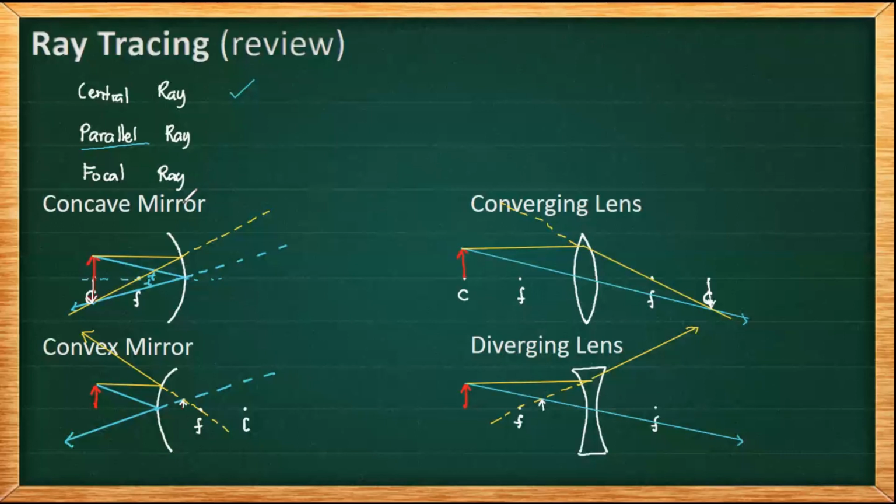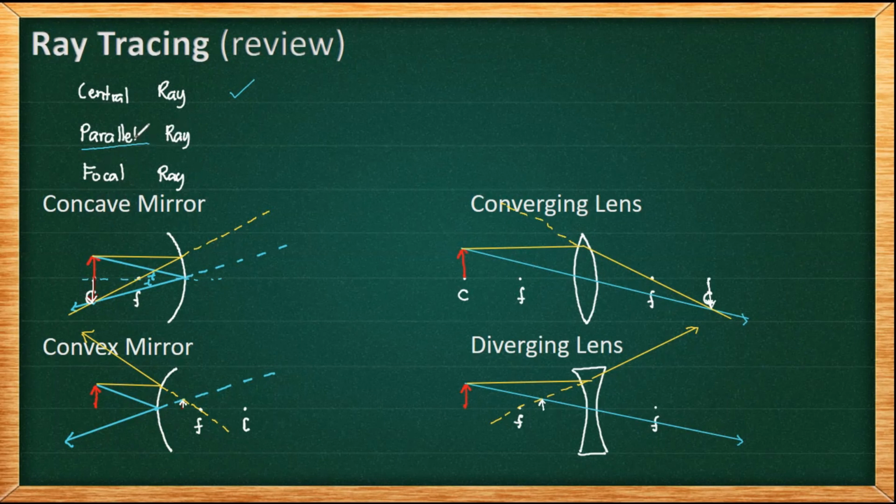So, as I've mentioned, two rays intersecting would already define or tell us the position of your image. But three rays will provide a better estimate of where your image would be, because ray tracing is a graphical method. So the more rays you have, the better the chances of having your answer at a point close to the actual value. So let's proceed to a focal ray.